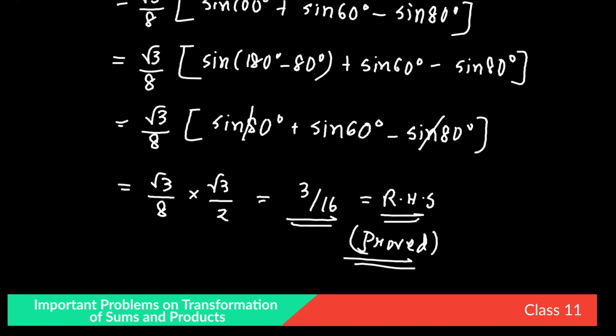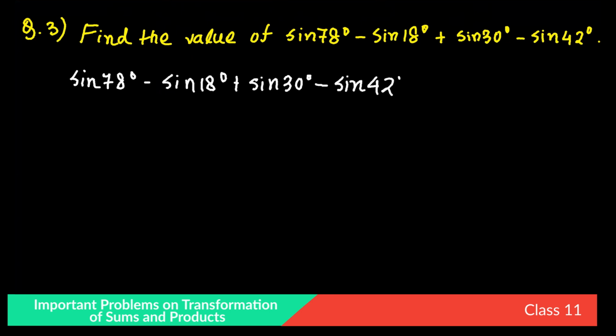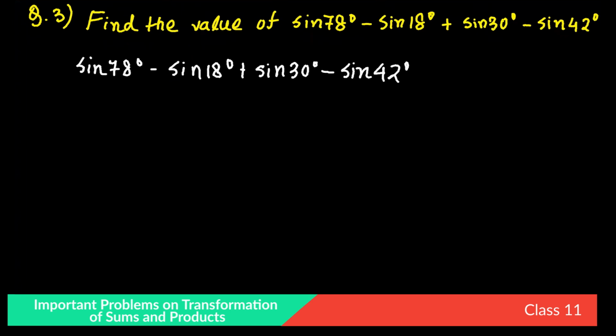Okay. Now we move on to third question. Find the value of sine 78 minus sine 18 plus sine 30 minus sine 42. Okay. So just write the expression. It is sine 78 minus sine 18 plus sine 30 minus sine 42. Now, what will we do in this case? We will take 78 and 42.